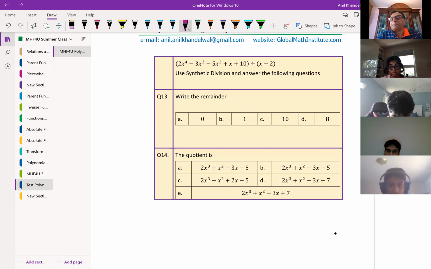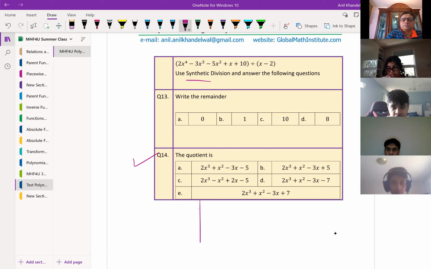Write the remainder. You could write the remainder using the remainder theorem also, but that will be a check. But you have to do this synthetic division because you have to answer question number 14 also, which is: what is the quotient? Without doing synthetic division or division, you cannot answer this question. All of you can do synthetic division and check the answer, right?